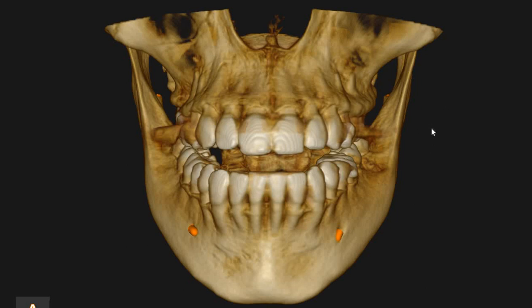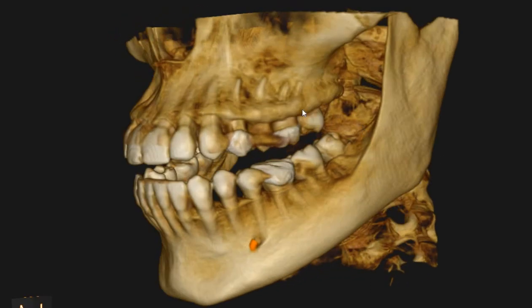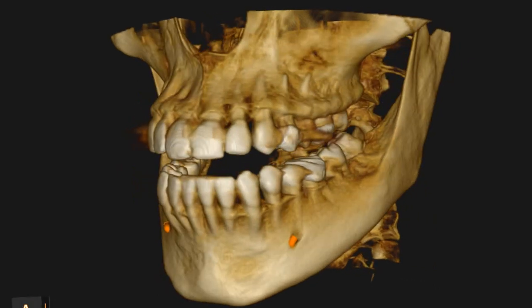This is the CBCT of the patient that you had requested. The area of interest is the lower left third molar. The ID canal needs to be isolated and extraction has to be performed on this case.